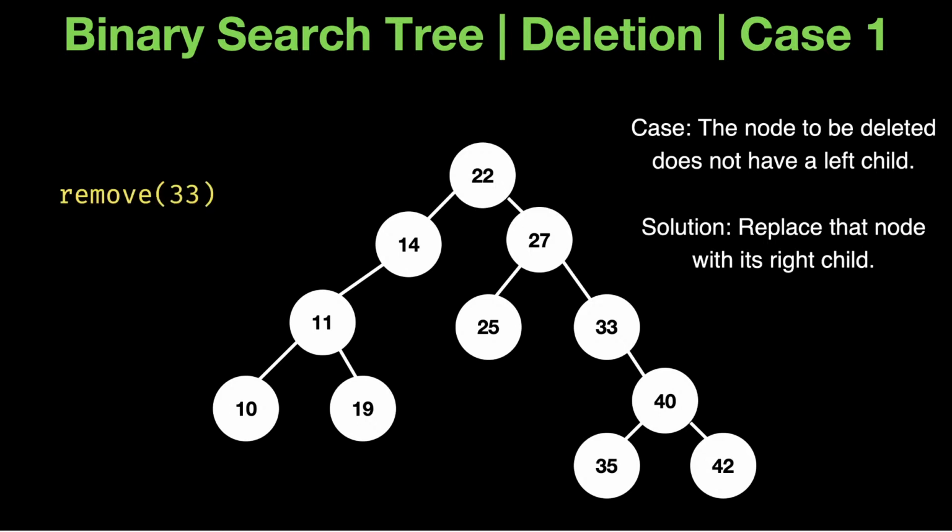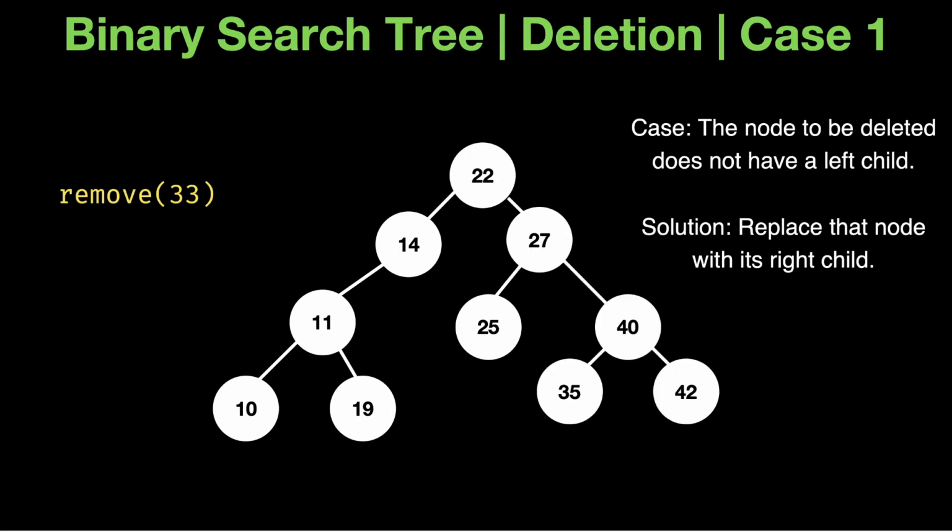So let us see with an example. Suppose I want to remove 33 here. Let us see 33. 33 has right child, but it does not have left child, right? So the node to be deleted does not have a left child. What we will do? We will just replace this 33 with the right child. That means 40 will go on the place of 33, like this, 40 will go on to the place of 33 and 33 will get removed.